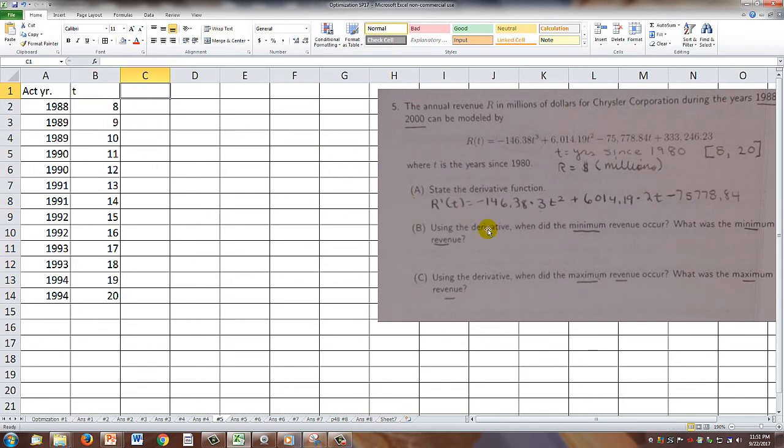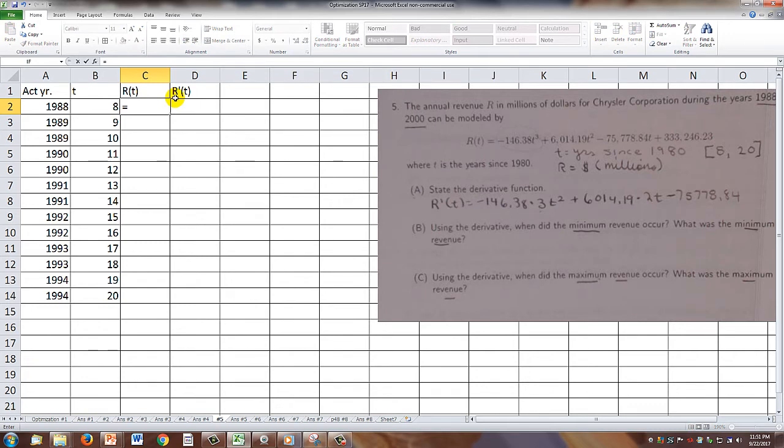Okay, and we're asked to find the minimum revenue and the maximum revenue. So, when did the minimum revenue occur? You find the minimum using the derivative. You find what the actual minimum revenue is by using the revenue function. So here's a case where you would have to type in the revenue function and its derivative, and not just because you want a graph.